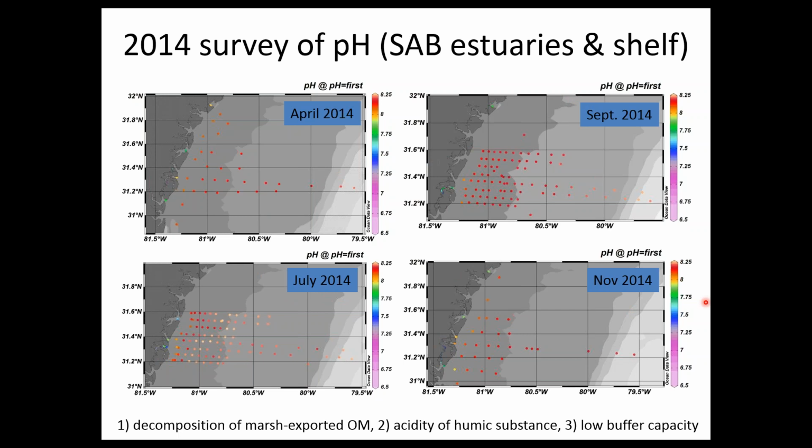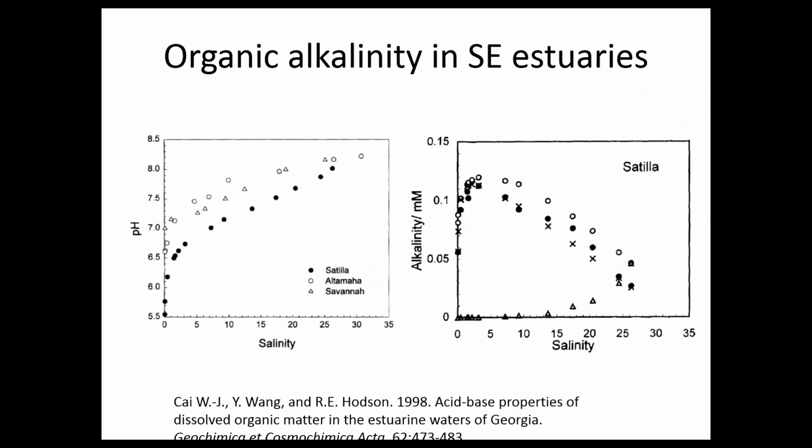And I just added this slide 10 minutes before my talk. This is from my 1998 GCA paper. In that paper, we show very low pH in the Satilla River estuary and Altamaha River. So you can have pH as low as 5.5 to 7. These very low pH values, as I showed in that paper, were really dominated by export of the humic substance from swamps and from salt marsh.